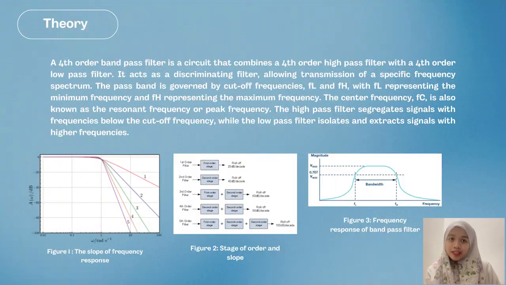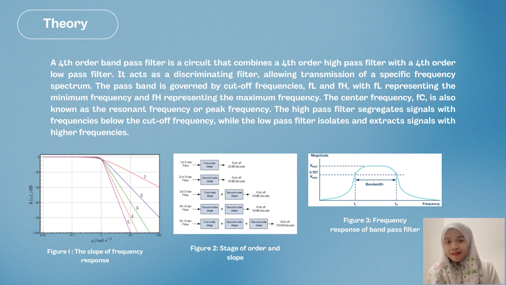Next, I will explain the theory of this report, which is a fundamental concept in a 4th-order bandpass filter. Understanding this theory is crucial for grasping the underlying principles that drive much of the research and practice in this area. For the theory, a 4th-order bandpass filter is a circuit that combines a 4th-order high-pass filter with a 4th-order low-pass filter as a discriminating filter, allowing transmission of a specific frequency spectrum.